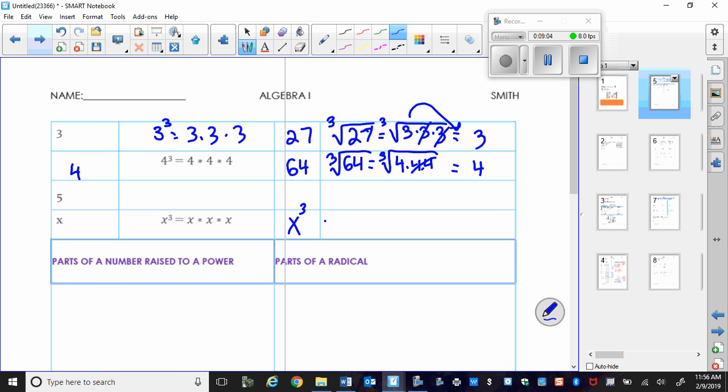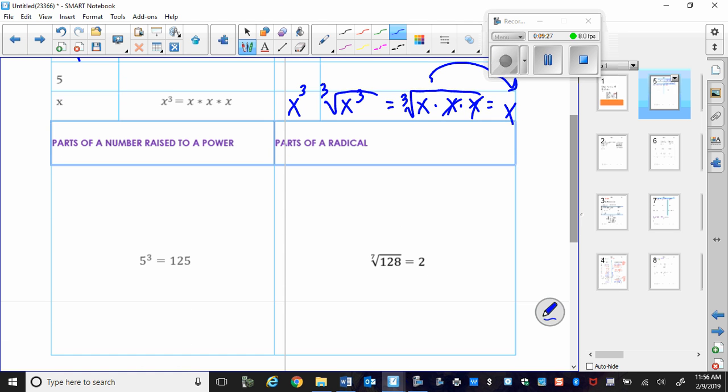All right. So the cube root of x cubed, if I'm trying to figure out how to break these x's down, they break down into three parts, a triple. It's like saying x times x times x, which equals two going away, one coming out, x. Okay? Now, parts of a number raised to a power.